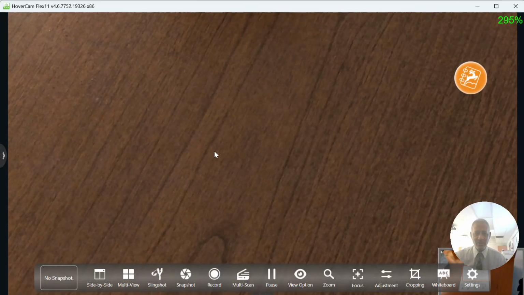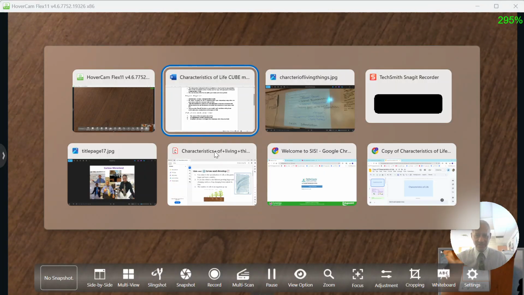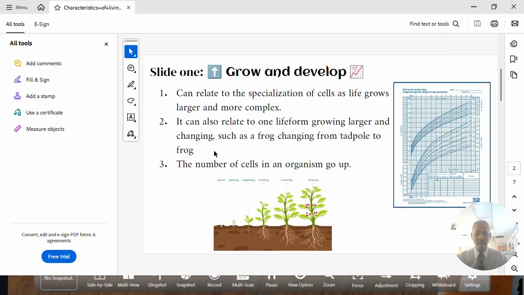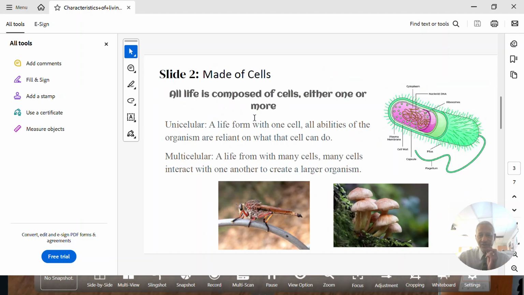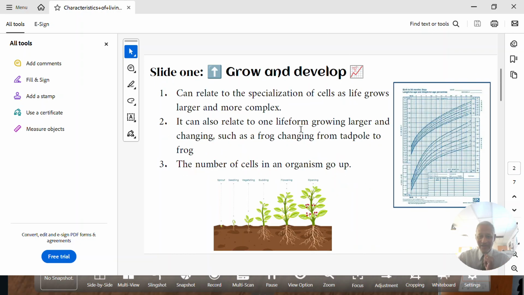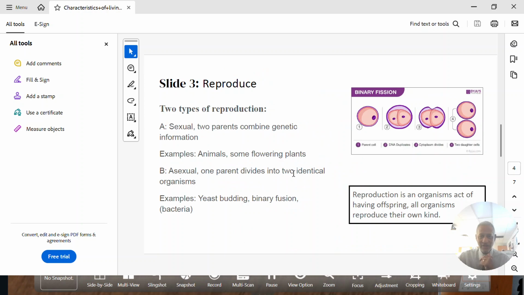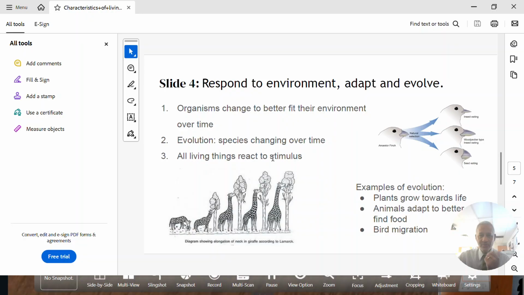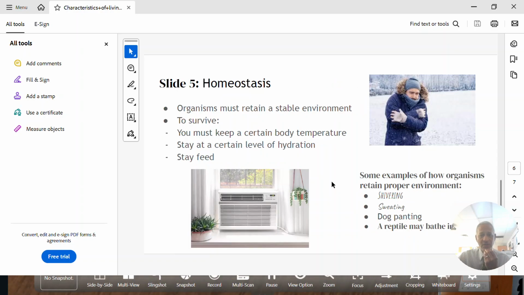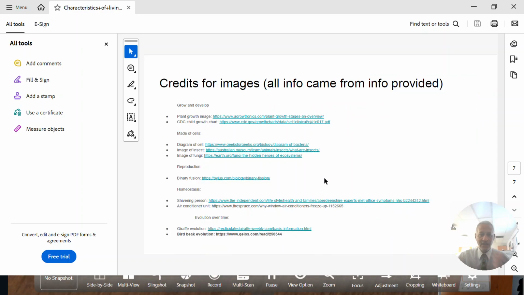So I'm going to come back to the boxes in a second. There are some digital options that I gave them. So this one, this student for growth and development, they actually gave a growth pattern data. They show a plant growing. All right. Multicellular, unicellular, showing a bacteria. Asexual and sexual reproduction. Response, whether it's long-term or short-term, or long-term in evolution is what they were focusing on. Homeostasis. All right. And of course, they had their credits.